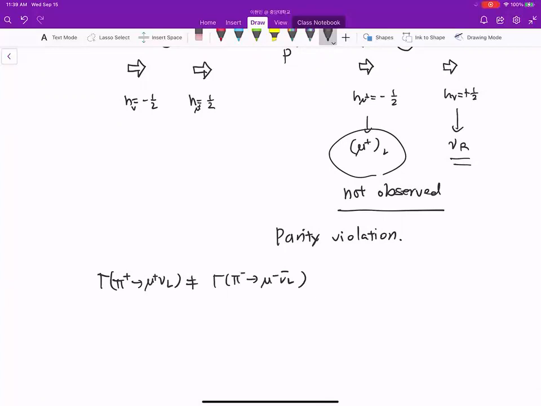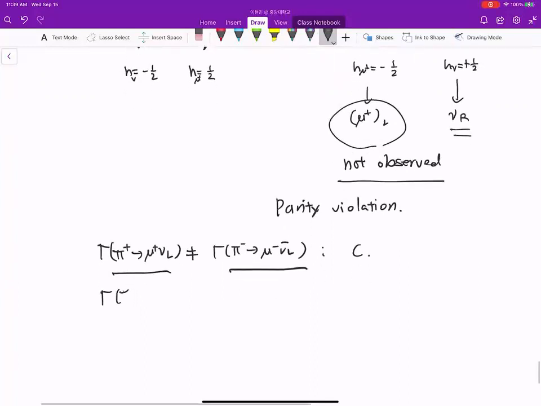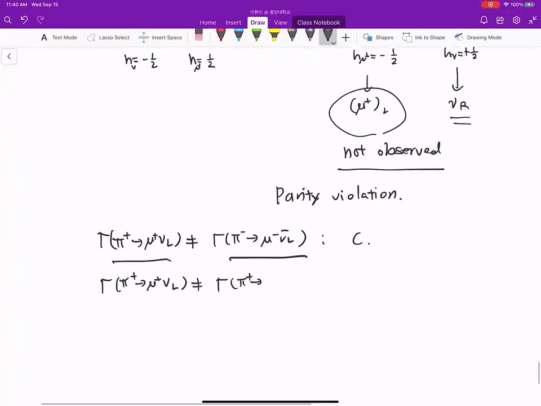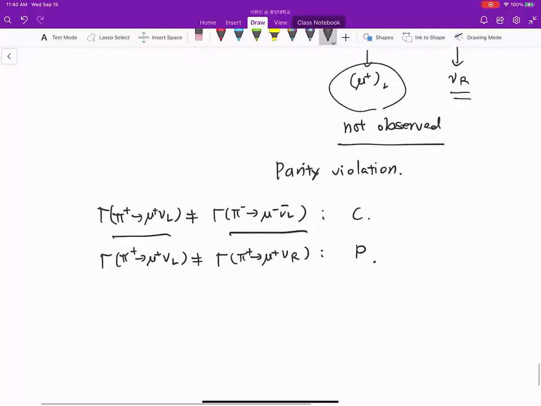So the decay rate is not the same under charge conjugation, and also the decay rate, even for the same charged pion, when the helicity is flipped, this process is not observed. So C and parity, both of them are broken.